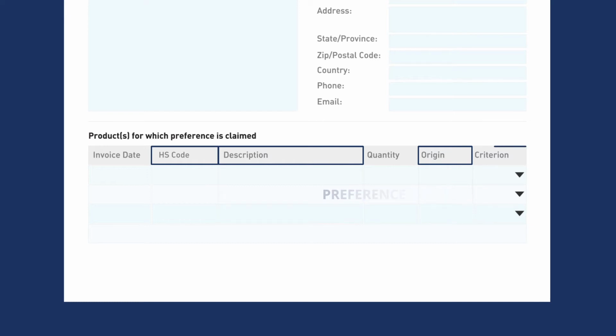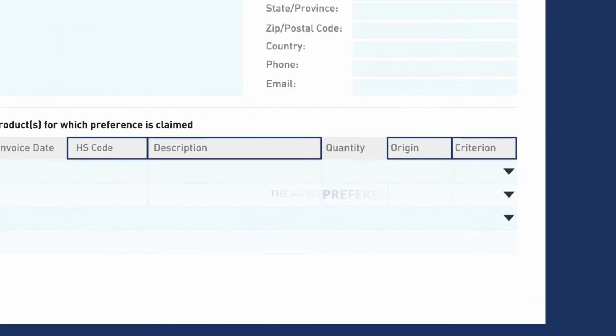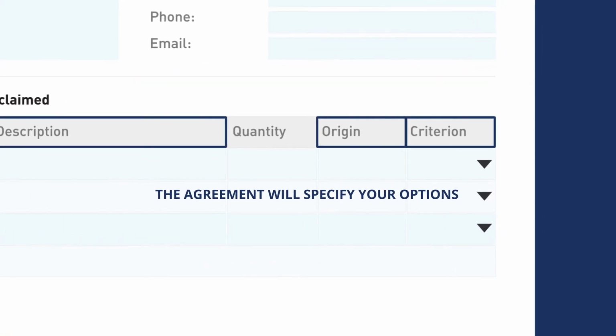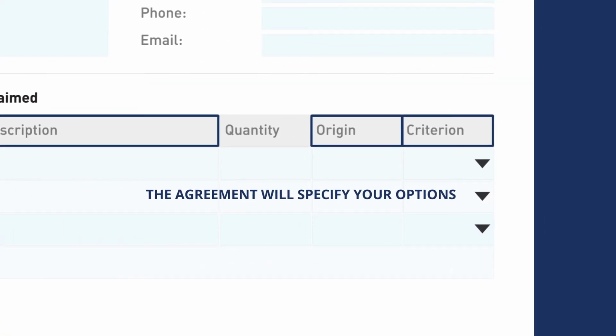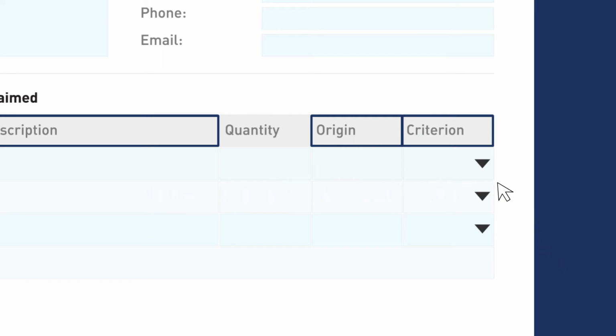Fourth, describe the preference criterion, which is how the product qualifies through a rule of origin. The agreement will specify your options. Include the rule of origin text if possible. Options here may be a term such as wholly obtained, or product-specific rules of origin, or a letter code such as A, B, or C that corresponds to one of the terms.